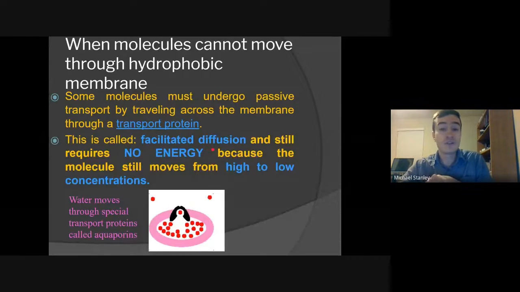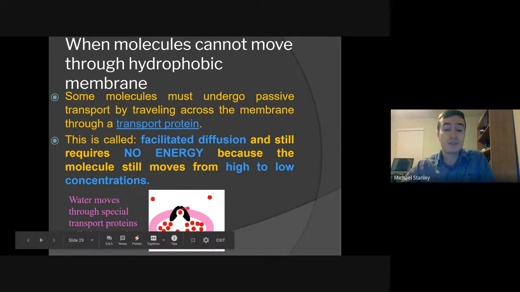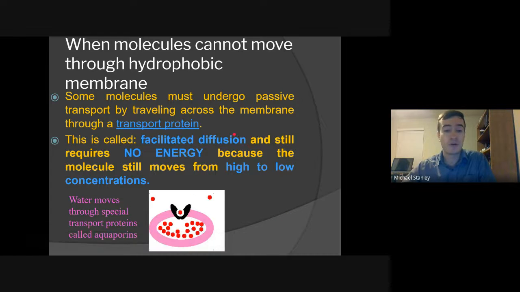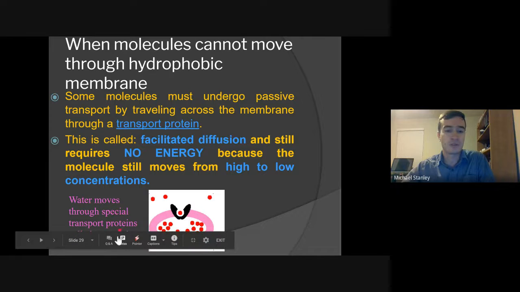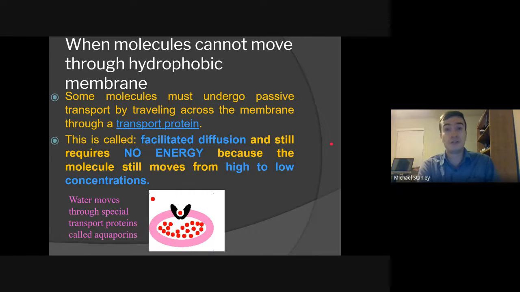So facilitated diffusion, it's still diffusion, so we're still not using energy. Instead of happening totally naturally, it's using a protein to help it get across that membrane. Water has special proteins in the cell membrane called aquaporins. So aquaporins are what let water move in and out of the cell.